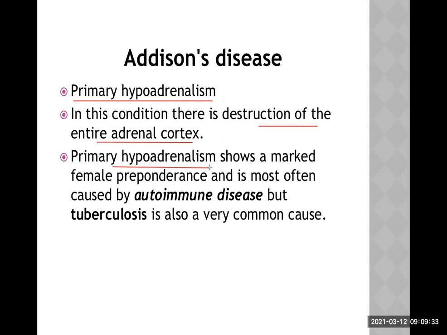Primary hypoadrenalism shows a marked female preponderance and is most often caused by autoimmune disease, but tuberculosis is also a very common cause. So straight away, these are the two most common causes of Addison's disease: autoimmune disorders and tuberculosis. Probably in the developing world, tuberculosis is still more common, whereas in the developed world, because the incidence of TB is less, autoimmune disease probably takes over. Okay, let's move on.